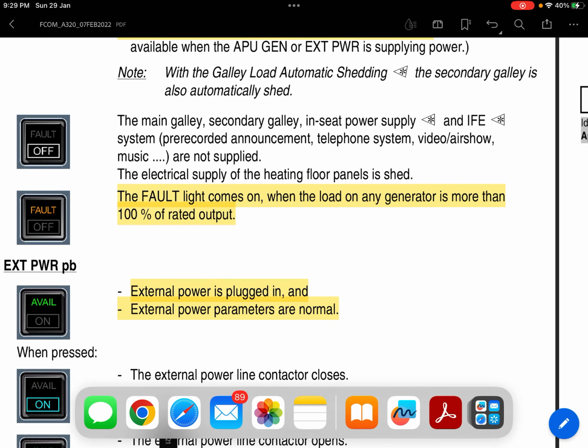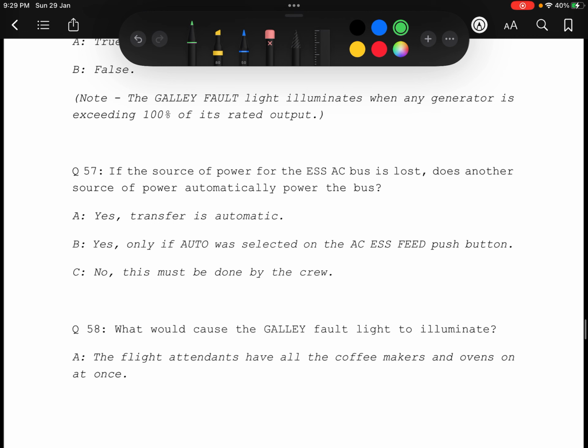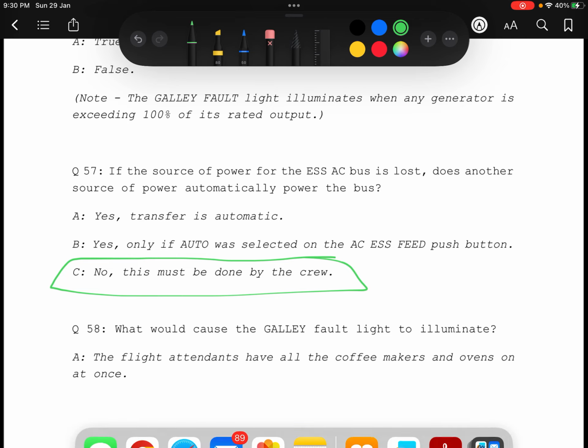Clear? Right. Next question, 57. If the source of power for the essential AC bus is lost, does another source of power automatically power the buses? What do you think? So no, it must be done by the crew, right?